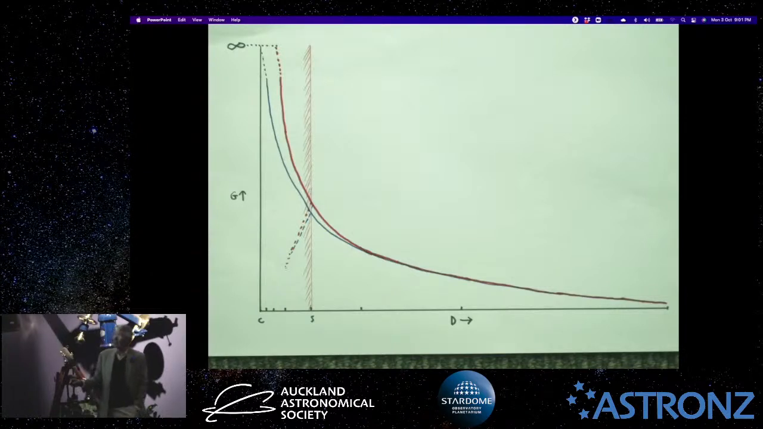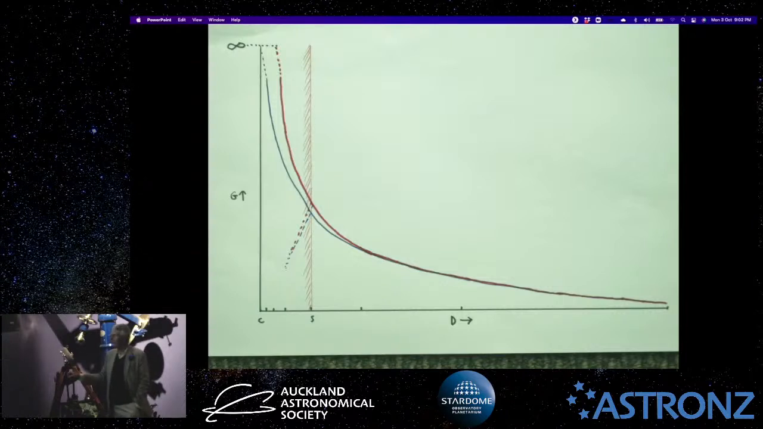What I've done here is I've taken a massive object, a star, let's say. And on this axis, I've plotted distances from the star. This is the center of the star here. This is the surface of the star here. And these are distances out in space. The vertical line represents the strength of the gravitational field. The blue line represents Newton's law.